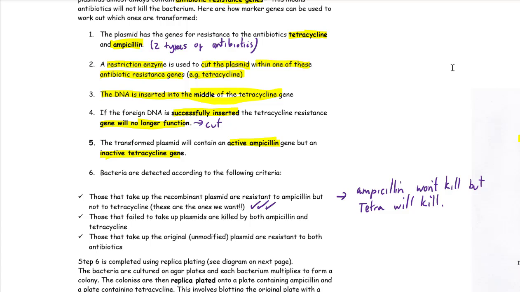Those that fail to take up the plasmids are killed by both ampicillin and tetracycline, and that's because they have got no genes for resistance. So we don't want those. We want to try and kill those ones. But those that take up the original unmodified plasmid are resistant to both, i.e. ampicillin and tetracycline won't kill them.